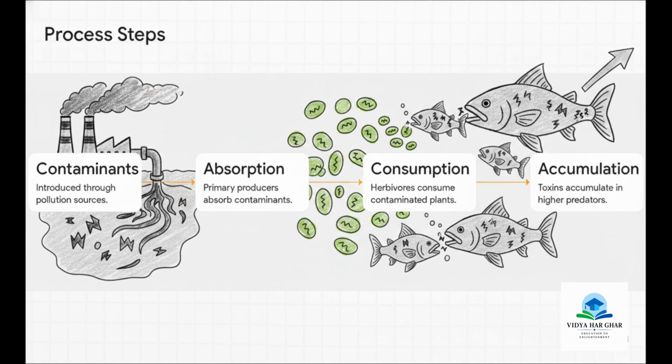Step 2, primary producers, your algae and phytoplankton, absorb these contaminants. Step 3, herbivores come along and consume massive amounts of this contaminated plant life. And finally, Step 4, predators eat those herbivores. As we move up to even higher predators, those toxins accumulate in exponentially higher concentrations.